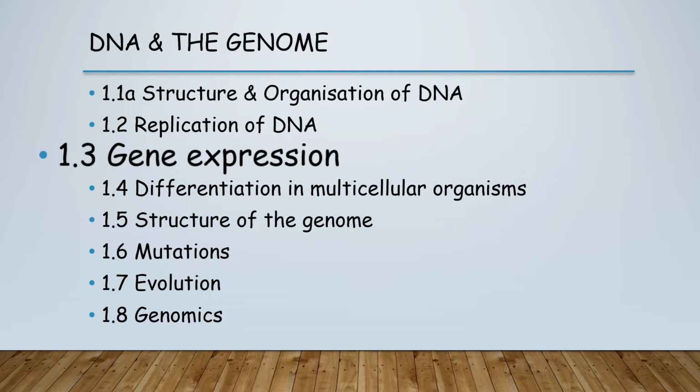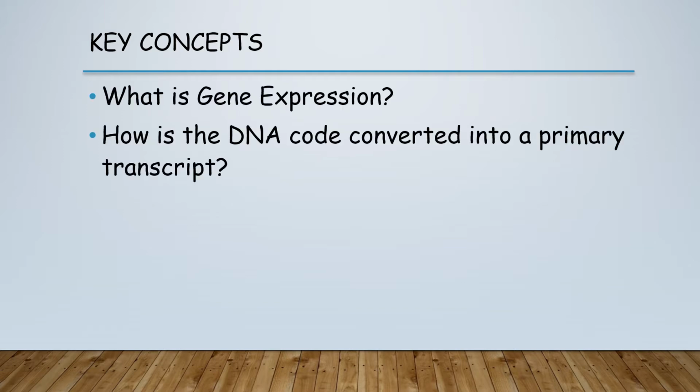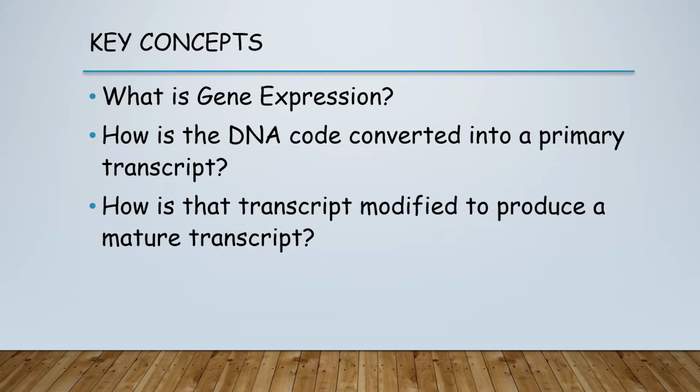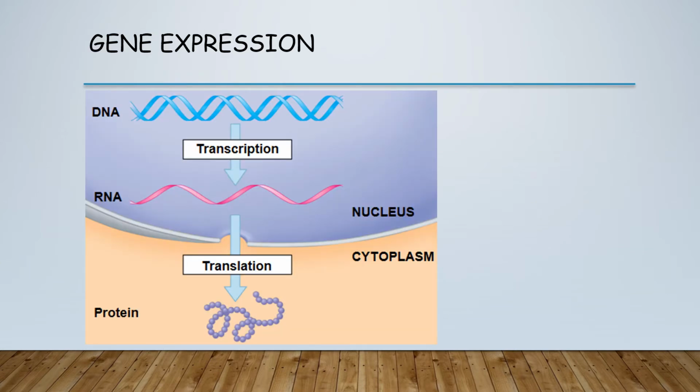and genomics. So the key concepts we're going to look at today: what is gene expression? How is that DNA code converted into a primary transcript? How is that transcript modified to produce a mature transcript? And what happens at the ribosome to produce a polypeptide? So those are all the steps involved in gene expression. Gene expression ultimately is about the production of proteins based on the code that we have stored in our DNA.